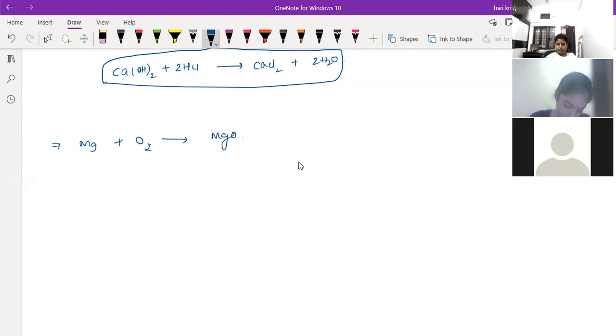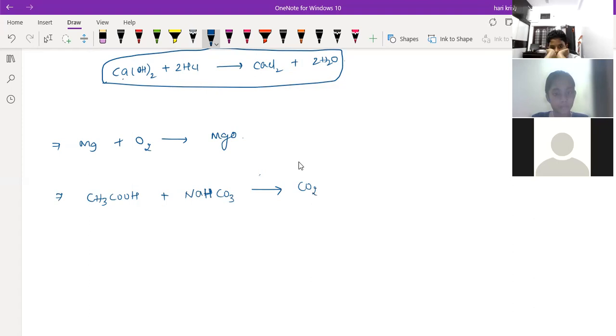Sir, can you tell this question? CH3COOH plus NaHCO3. Then the balanced equation, sir, with CO2 and the upper arrow sign.